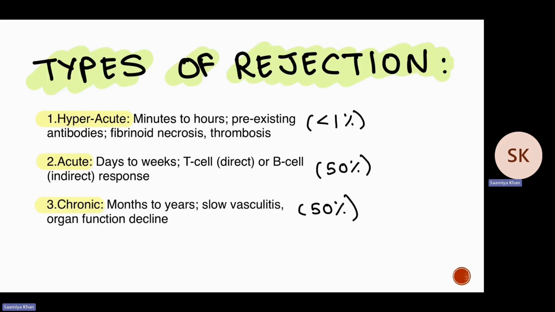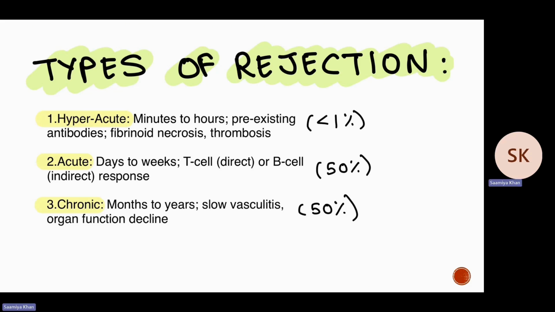Next is types of rejection. So we have hyperacute rejection, which occurs within minutes to hours in patients with pre-existing antibodies. They have some kind of pre-existing antibodies against the donor. So this will lead to immediate thrombosis and necrosis of the graft. But this happens less than 1% of the time.